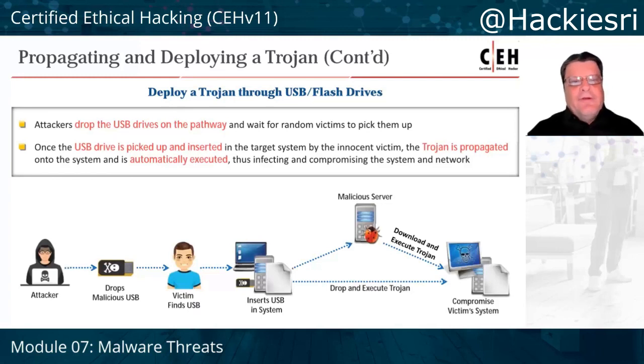Next, in the deployment scenario, we have to deploy a Trojan through USB or a flash drive. Attackers drop the USB drives on the pathway and wait for random victims to pick them up. By pathway here, we mean nothing technical. We mean these USB drives are simply scattered, for example, in the company's parking lot, waiting for a curious employee to pick it up and, of course, open it just to see what is on there. Next you know, the Trojan has been successfully installed on the company's network. Once the USB drive is picked up and inserted in the target system by the innocent victim, the Trojan is propagated onto the system and is automatically executed, thus infecting the compromising system and network.